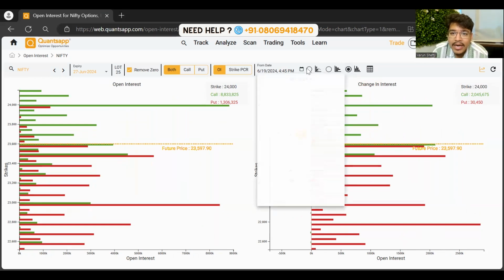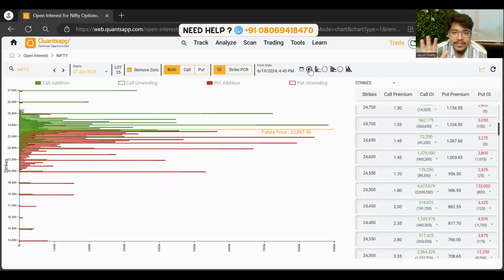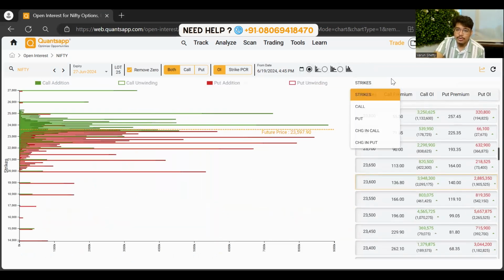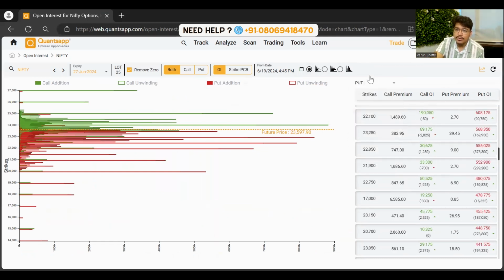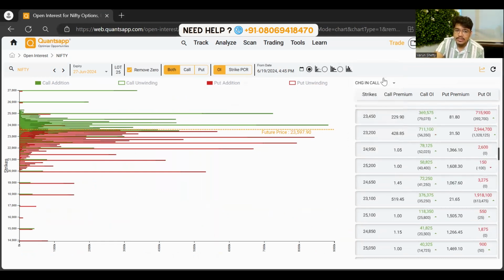Okay, combined format works the best. I have seen combined format works the best. You can see just the call side, you can see just the put side, you can see just call change, you can see just put change.